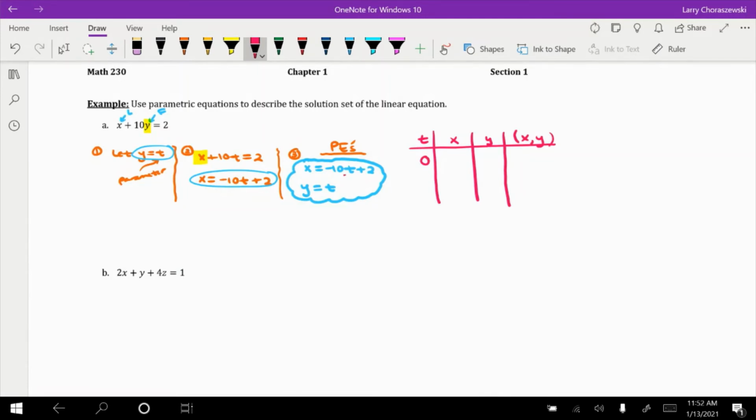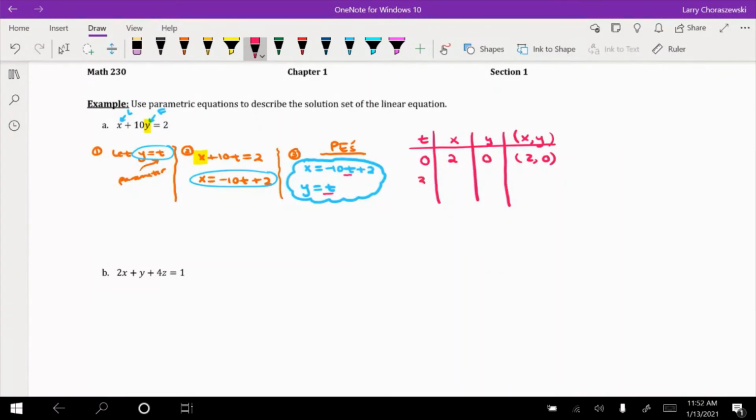So we would plug 0 into the t for the equation for x. That's -10 times 0 plus 2. That means x is 2 when t is 0. And when t is 0, y is automatically 0. So one of our solutions to the system would be (2, 0). Not the only solution, because you could pick another value of t.